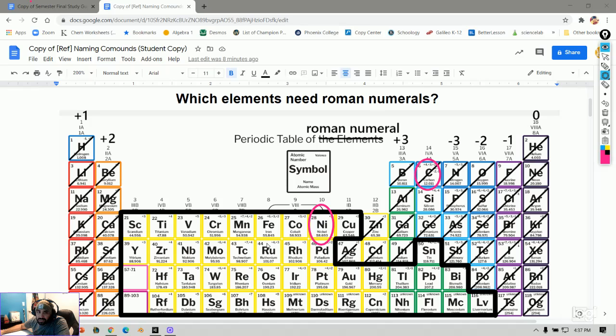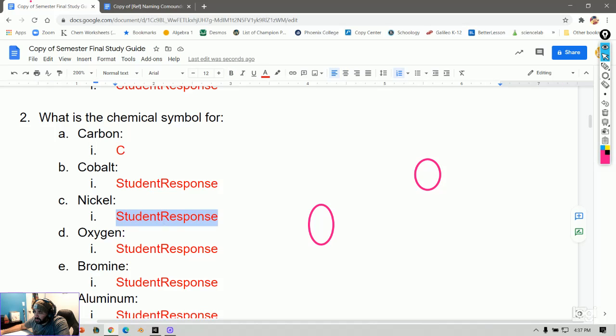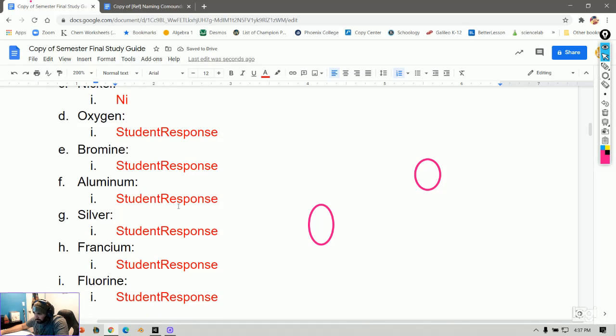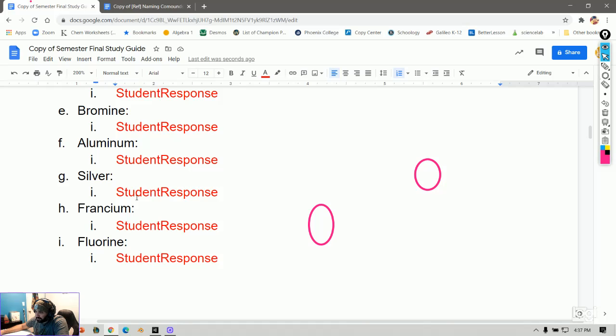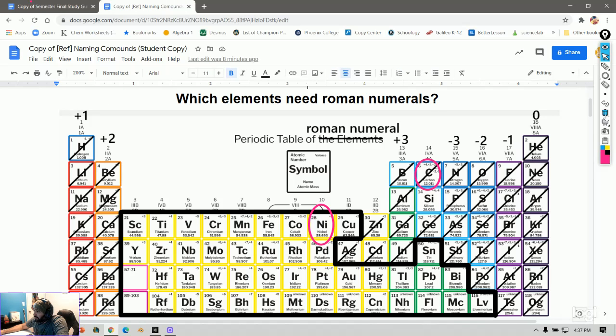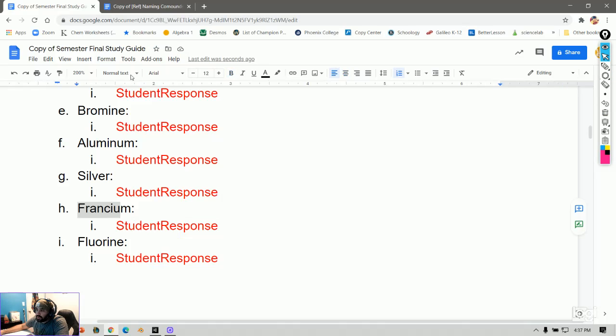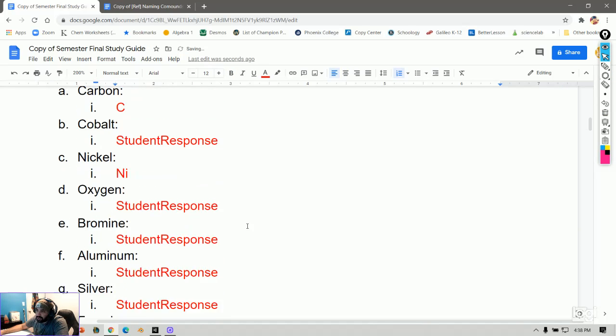Okay, the hard part for you guys is going to be finding it on the periodic table. The chemical symbol for nickel is Ni. So you would double click and write capital N, lowercase i. Make sure you use the correct capitals and lowercase letters. So francium, let's do francium and fluorine, right? Francium right here, fluorine is up here. Francium is Fr, fluorine is just a capital F. So we go here, francium Fr, fluorine capital F. That's how you solve these problems.